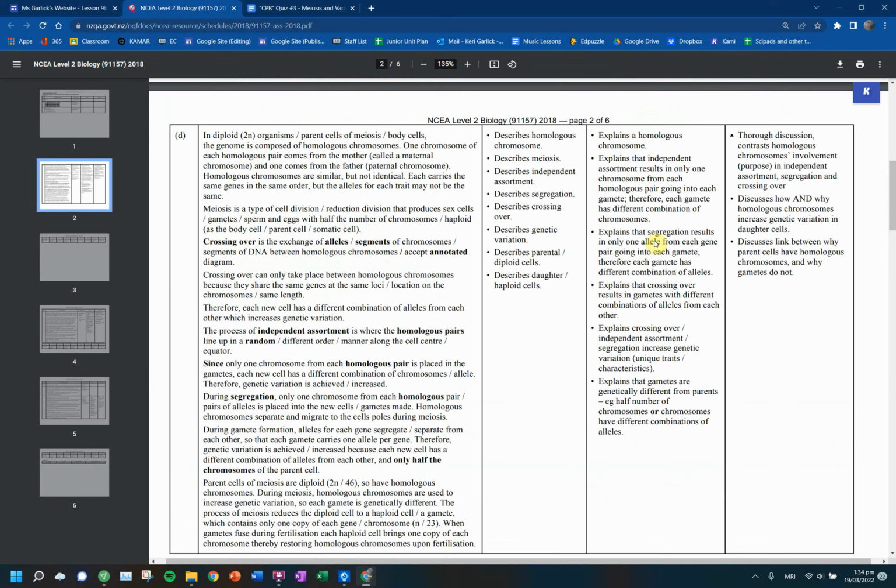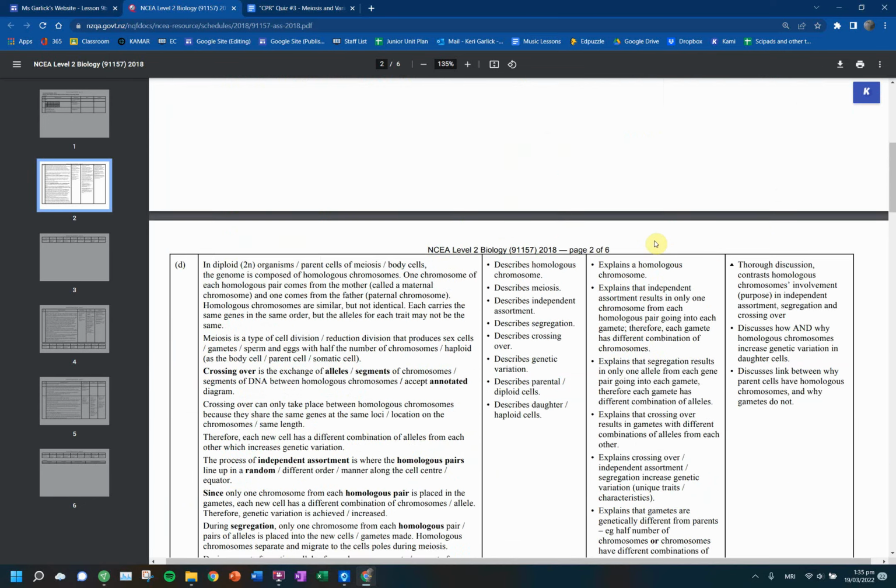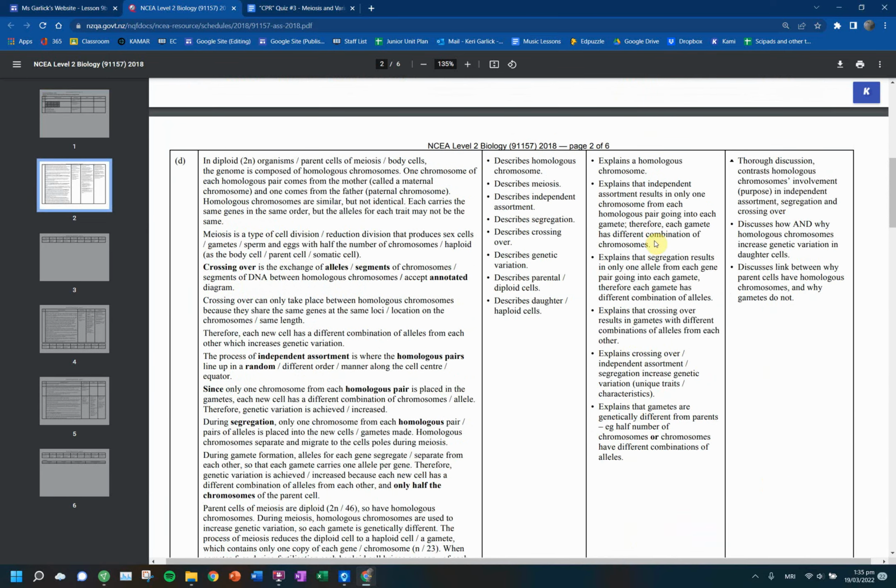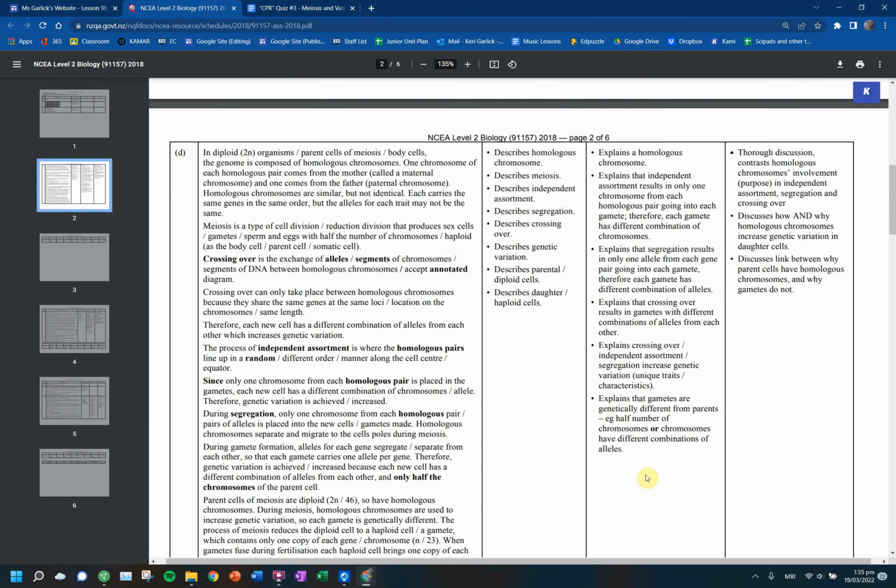Let's look at the excellent, or sorry, let's look at the merit. So we knew above there's no merit points. And here we have 1, 2, 3, 4, 5, 6 potential merit points.